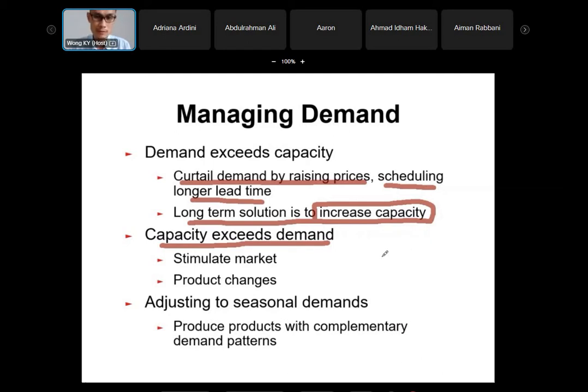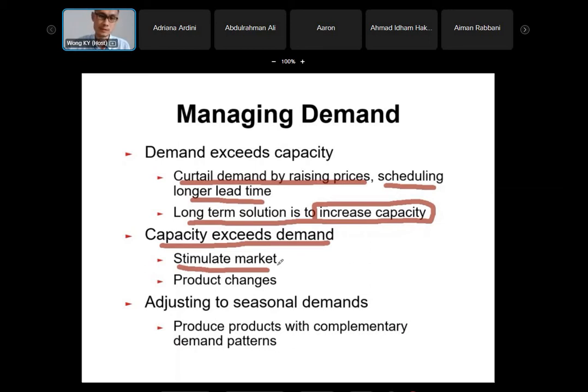A good example is Country Garden in JB. If you go there, you will see a lot of luxurious, high-end apartments and houses, but there are no buyers, empty, vacant. So that is an example of capacity exceeding demand. When this happens, what should we do? We should stimulate the market. Stimulating the market means trying to do promotion and advertisement, so that we encourage buyers to actually buy the products.